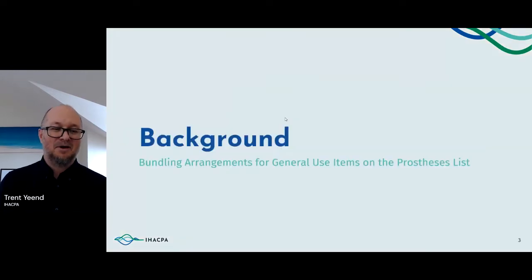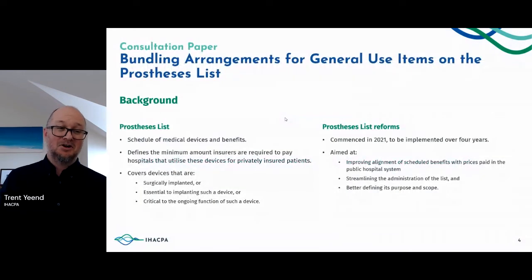So to begin with background, obviously, as you know, the prostheses list is a schedule of medical devices and benefits that define the minimum amount that insurers are required to pay hospitals that utilise these devices for privately insured patients. And these devices cover devices that are surgically implanted or essential to the implanting of such a device or critical to the ongoing function of such a device.